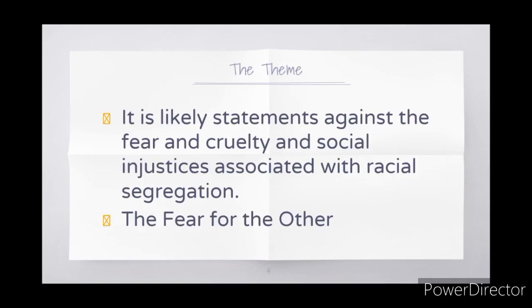The theme of this story is likely a statement against the fear, cruelty, and social injustices associated with racial segregation, or the apartheid system. And also, it is the fear of the other. In addition to that, Gordimer experienced the apartheid ruling system in South Africa, and she used Once Upon a Time to express the fear and anxiety she and others felt during that time.